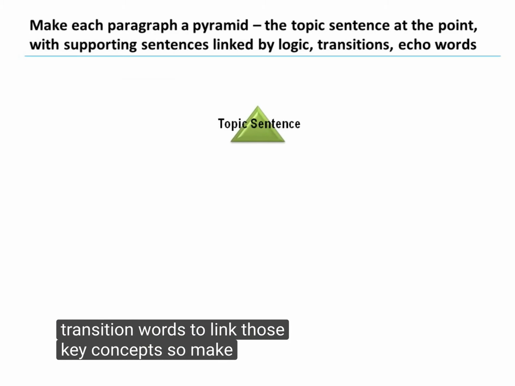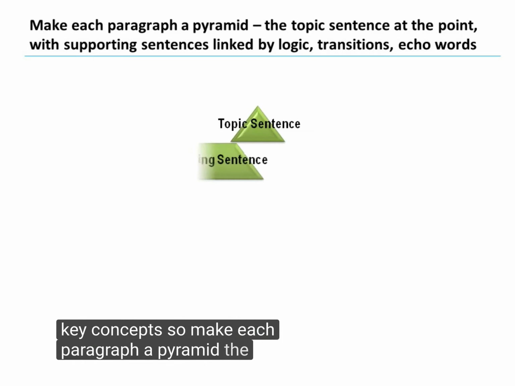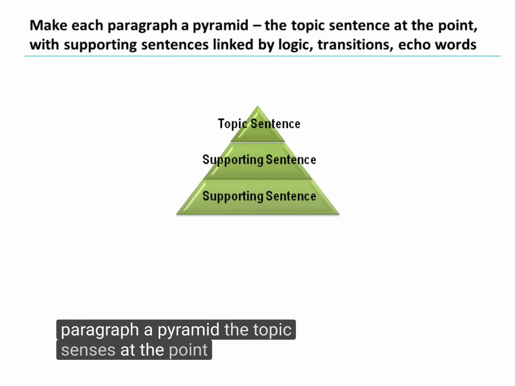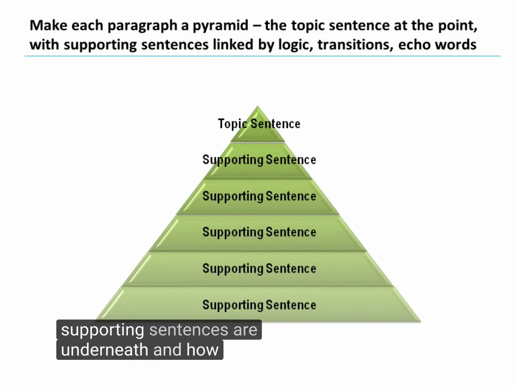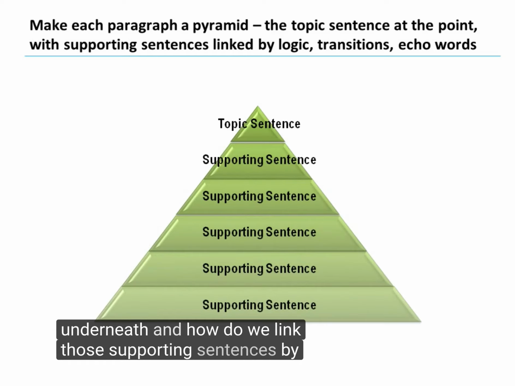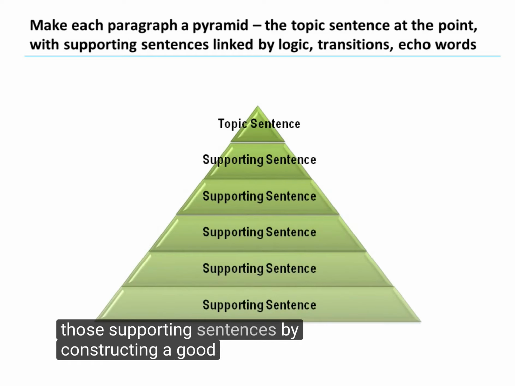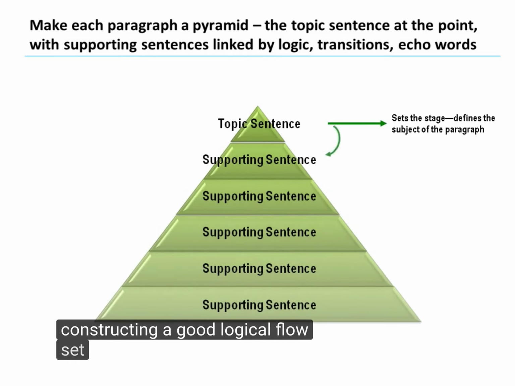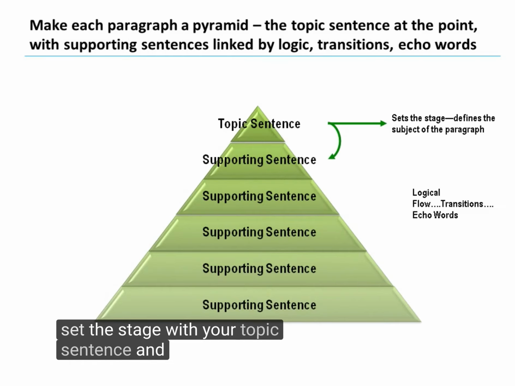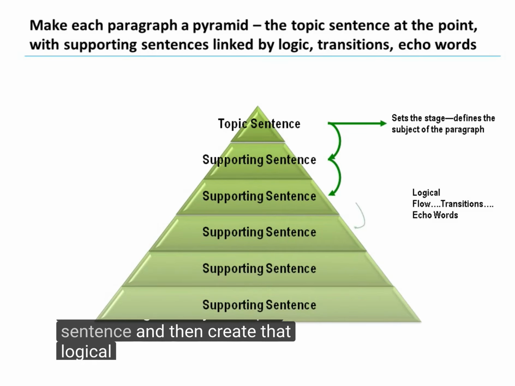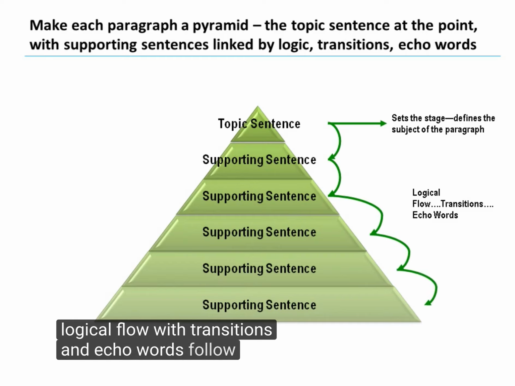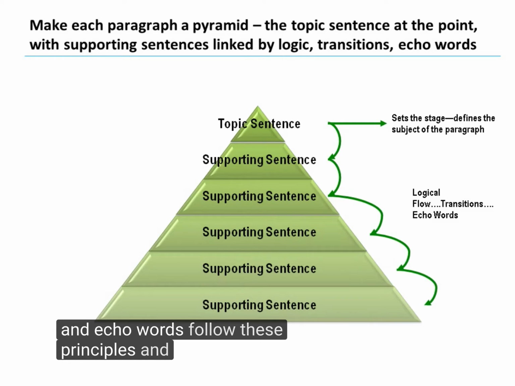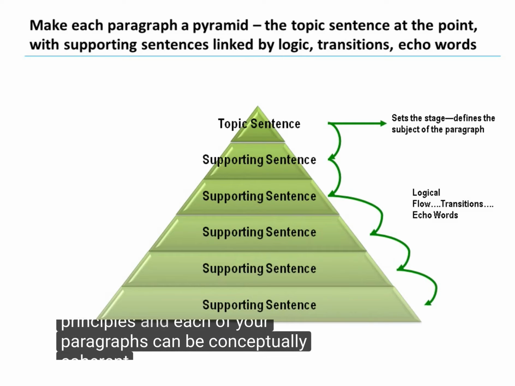So, make each paragraph a pyramid. The topic sentence is at the point and the supporting sentences are underneath. And how do we link those supporting sentences? By constructing a good logical flow. Set the stage with your topic sentence, and then create that logical flow with transitions and echo words. Follow these principles, and each of your paragraphs can be conceptually coherent.